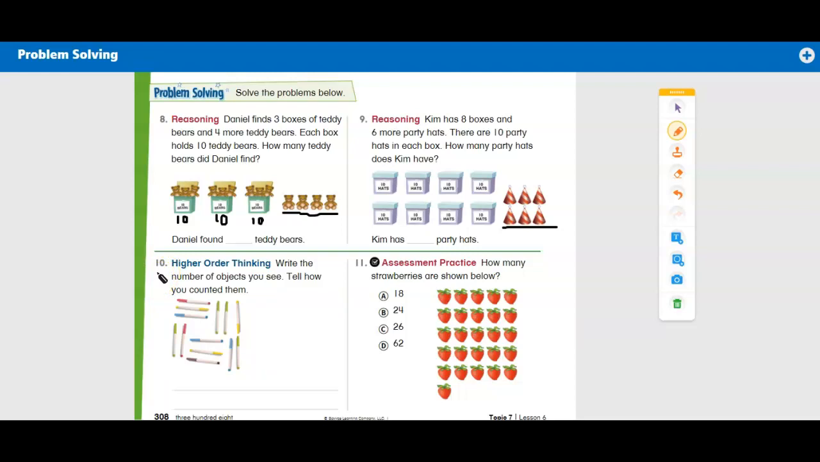Number 10 says higher order thinking. Write the number of objects you see. Tell how you counted them. You will need to go through and count the total number of markers. Then you will write your answer in the blank. You can then write if you counted by 1s, 2s, or 10s.